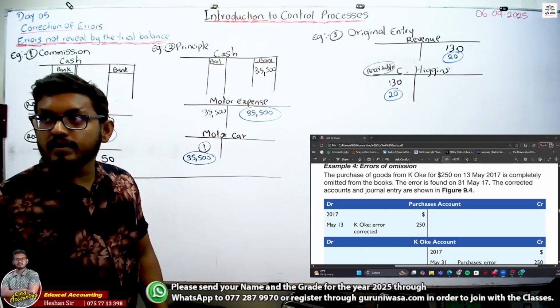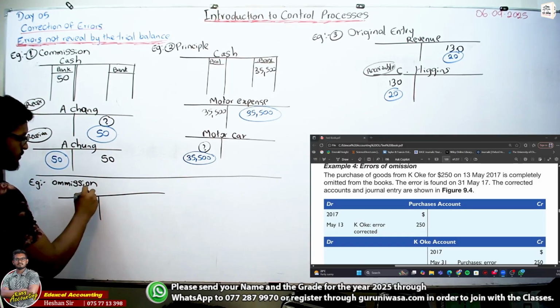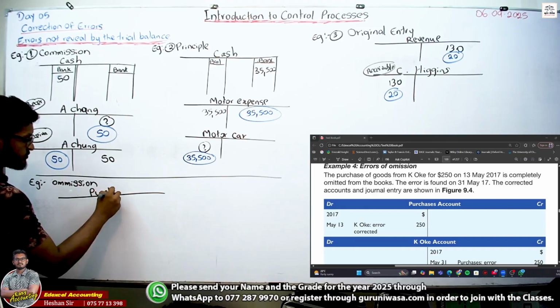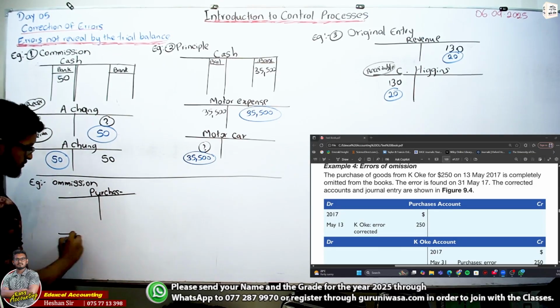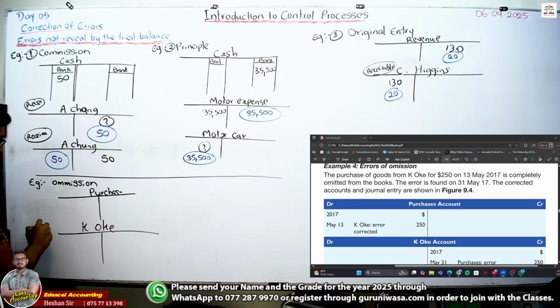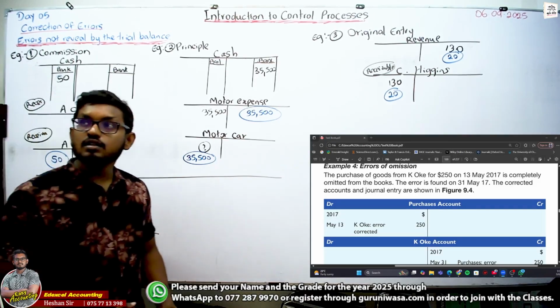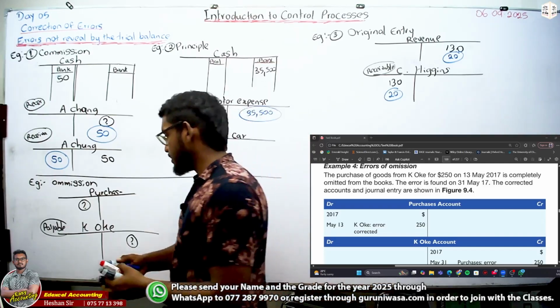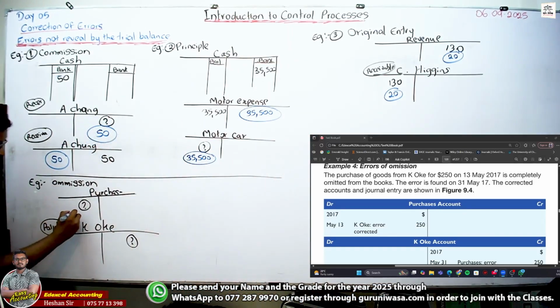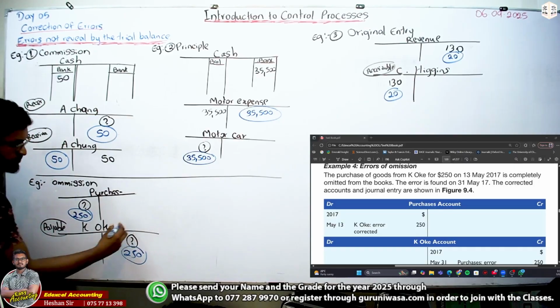Purchase of books from KOK. KOK is a credit account. Purchase account should be debit, right? KOK is a payable account in the payable ledger. Completely omitted, right? So 250. What we need to do is debit 250 here and credit 250 here, right?